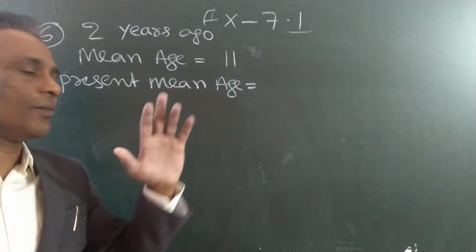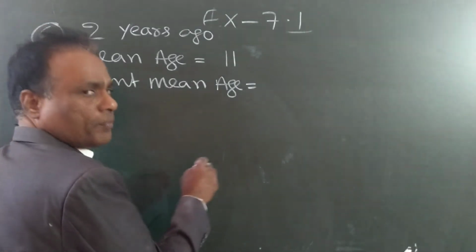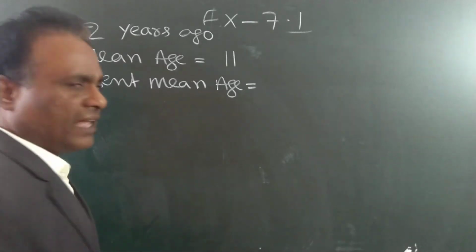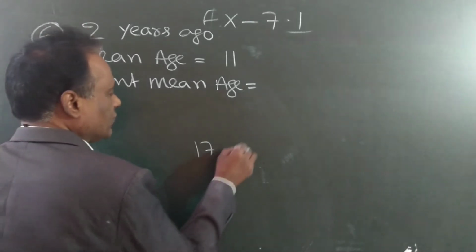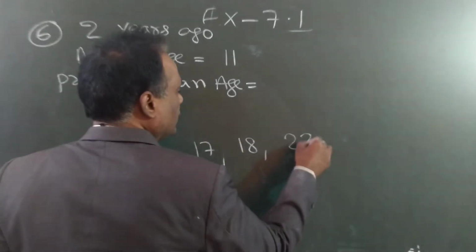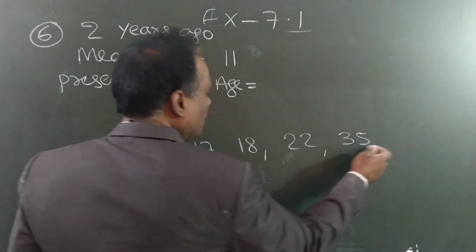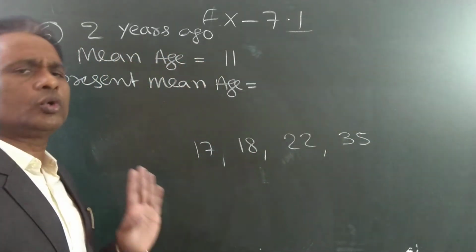I told, suppose 2 years back there are 4 people, ages are like this. One is 17 years, one is 18 years, one is 22 years, one is 35 years. These are the ages of 4 people 2 years ago.